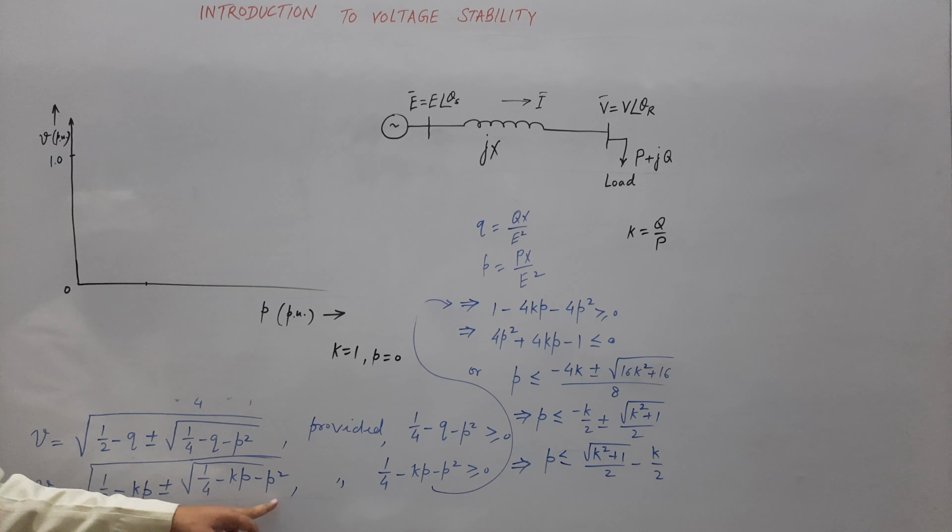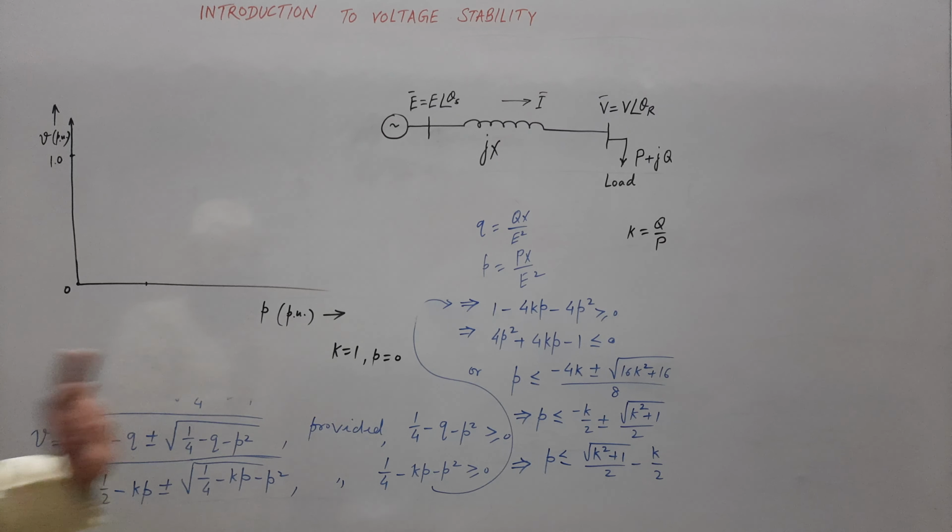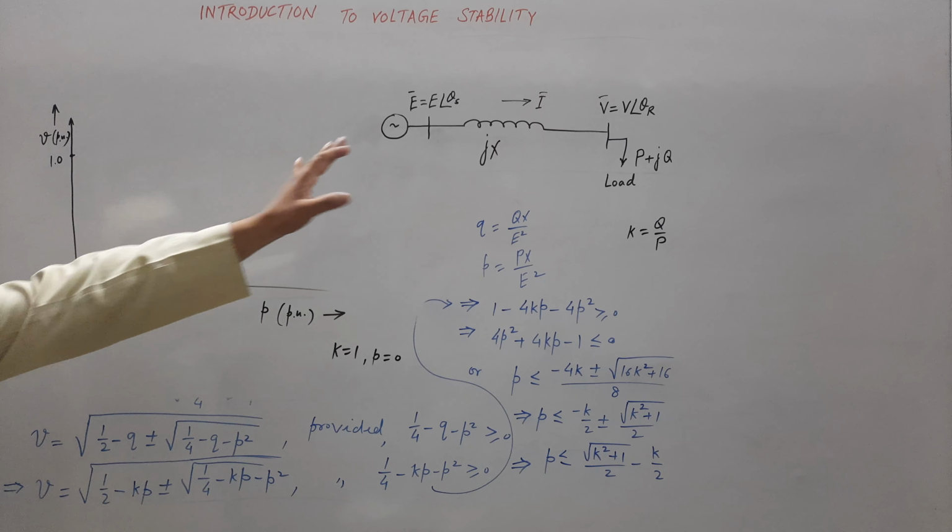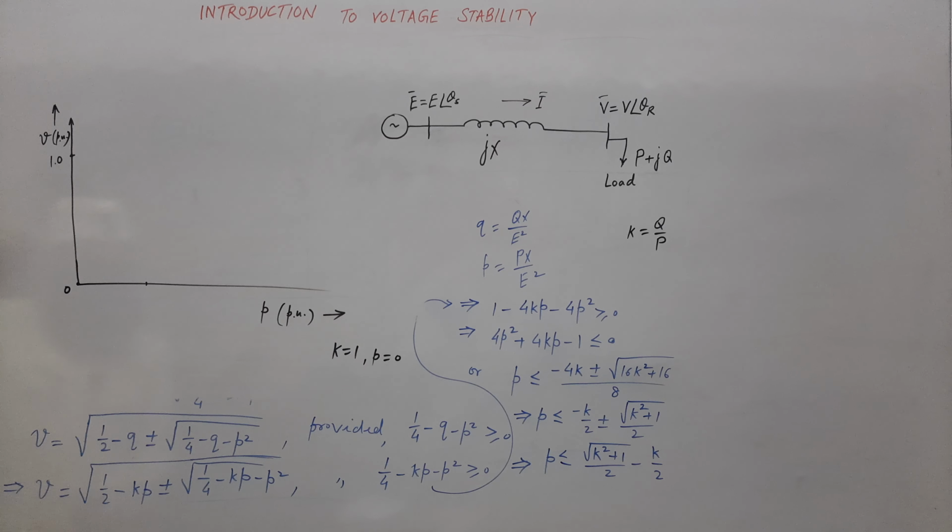So if we substitute these values here, we will get half, plus half and minus half. Plus half will give you 1, half plus half is 1, under root 1, so one value will be 1. And minus half will give you 0, so another value comes out to be 0. That's why I said for a particular value of P, for a given specified power factor load, we will get two values. So at P equal to 0, we are getting 2 points.